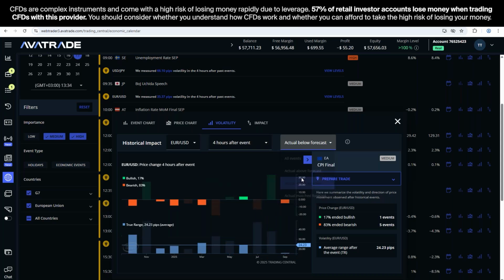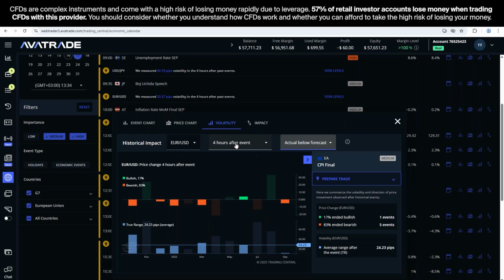What if this comes in below forecast? Okay, after 4 hours, 83% are down. Well, that's strong data. It's not down a lot. Average range movement 24 pips, but it's down. So now, what if there's a false movement in the early goings? After 4 hours, I expect downward movement on the Euro USD if the CPI comes in below forecast, meaning the Euro weakens with weak CPI data.